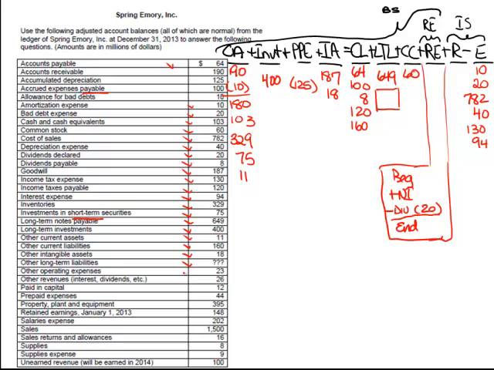Other operating expenses is an expense of 23. Other revenues is 26, so revenue is 26. Paid in capital is a contributed capital account of 12. Prepaid expenses is a prepaid, so 44 is a current asset. Property, plant, and equipment, 395, is the cost of our long-lived assets that we use in our business. Beginning retained earnings, January 1, is 148.